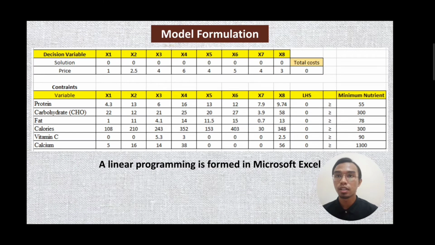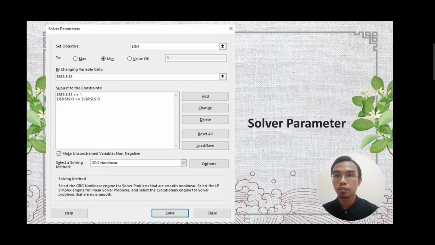Okay, this is the model formulation. Linear programming is formed in Microsoft Excel. As we can see, the first table is about the decision variables. The second table is about constraints. They have 6 variables, which are protein, carbohydrate, fat, calories, vitamin C, and calcium. Okay, next is the solver parameter. By using this solver parameter, we can find the optimal solution for the model. Our main objective is to minimize the cost.